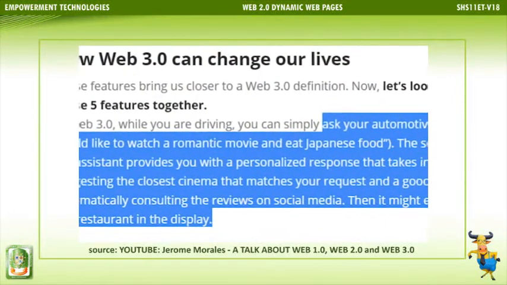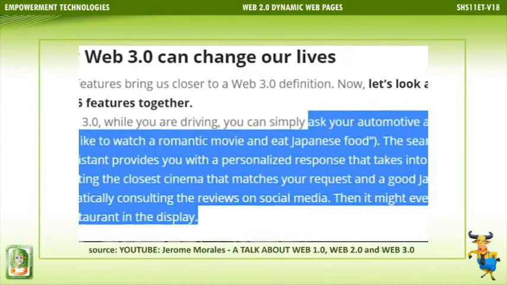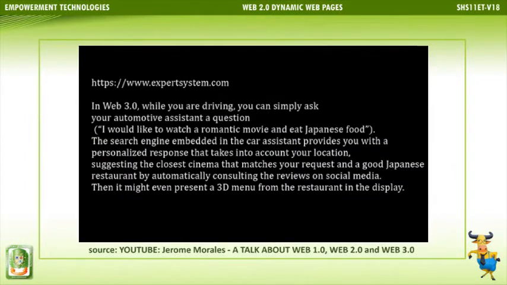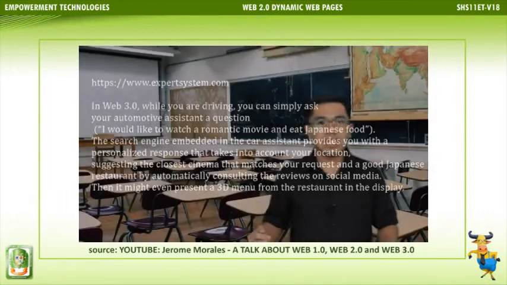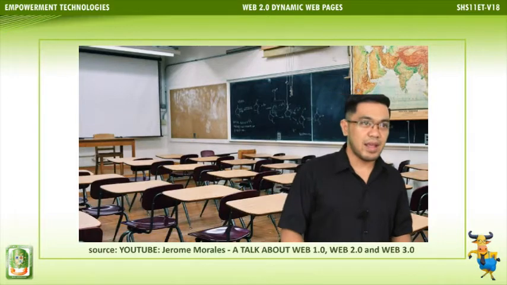All right, so let's take a look at this example from expertsystem.com. In Web 3.0, while you are driving a car, you can simply ask, I would like to watch a romantic movie and eat Japanese food. Okay, so the search engine embedded in the car assistant provides you with a personalized response that takes into account your location, suggesting the closest cinema that matches your request, and a good Japanese restaurant by automatically consulting the reviews on social media. Then it might even present a 3D menu from the restaurant on the display.